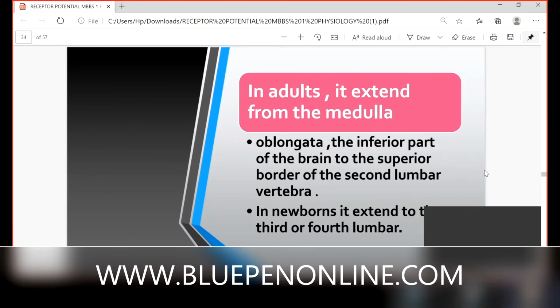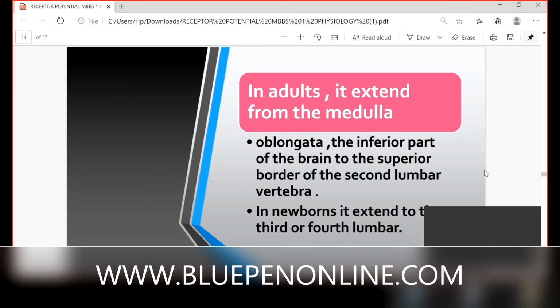Now, the spinal cord in adults extends from the medulla oblongata, which is situated in the inferior part of the brain, to the superior border of the second lumbar vertebra. That is the case in adults. In newborns, it extends to the third or fourth lumbar vertebra. That is the only difference.